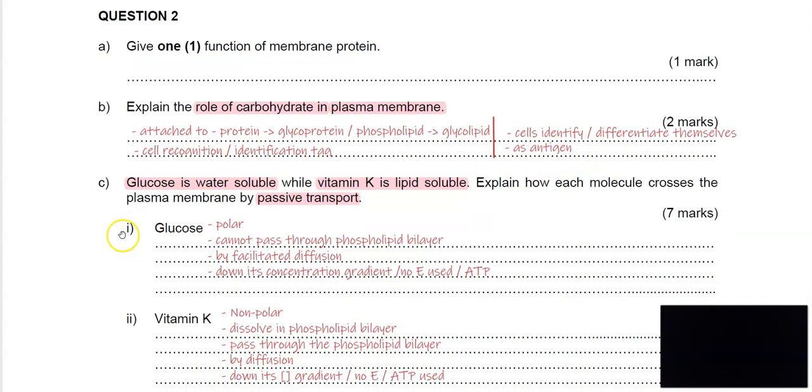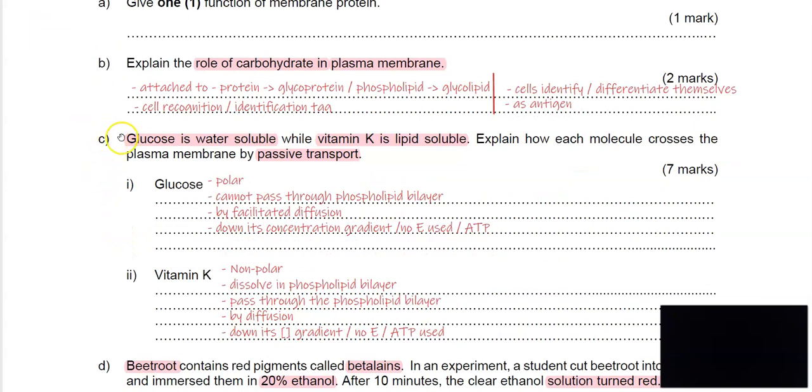Okay, so C, glucose is water soluble, while vitamin K is lipid soluble. So explain how each molecule crosses the plasma membrane by passive transport. Okay, so take note, glucose is water soluble. So the question basically asks you how each of these, glucose and vitamin K, crosses the plasma membrane. How do the two molecules enter into the cell, for example.